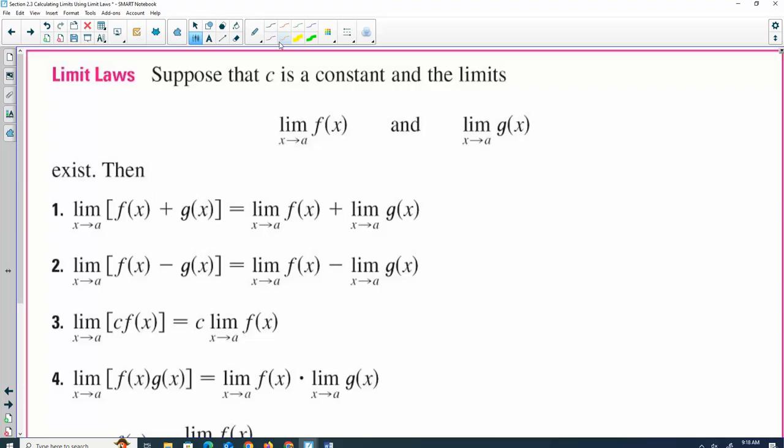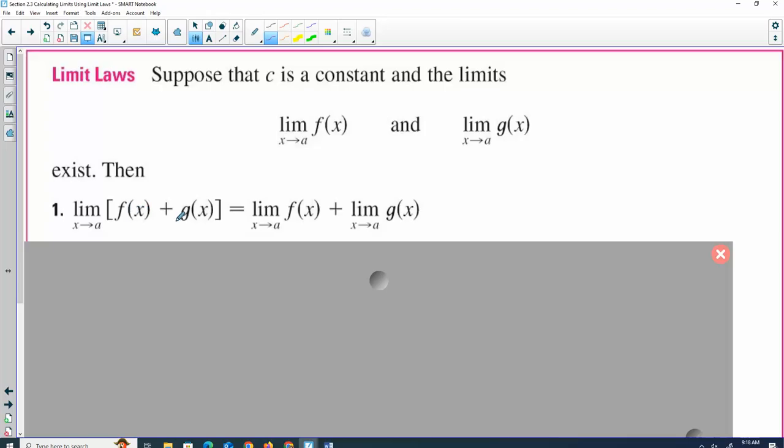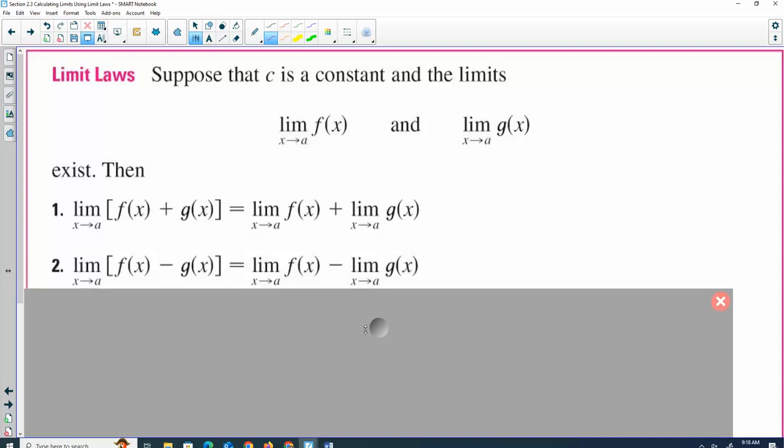So the limit as x approaches a, so as x is getting to a number, of f of x, and the limit as x approaches a of g of x. Both of those exist. That means we're getting an answer when we plug them in. Then the limit as x approaches a of f of x plus g of x is equal to the limit as x approaches a of f of x plus the limit as x approaches a of g of x. What is that even saying? It's saying if I want to do the limits of two things added together, I can do their individual limits and then add them. Okay, the same is true for subtracting. You could do the individual limits and subtract them.